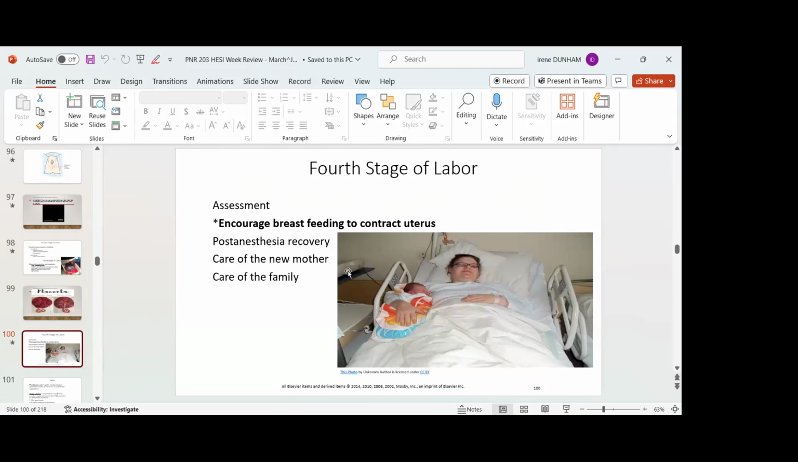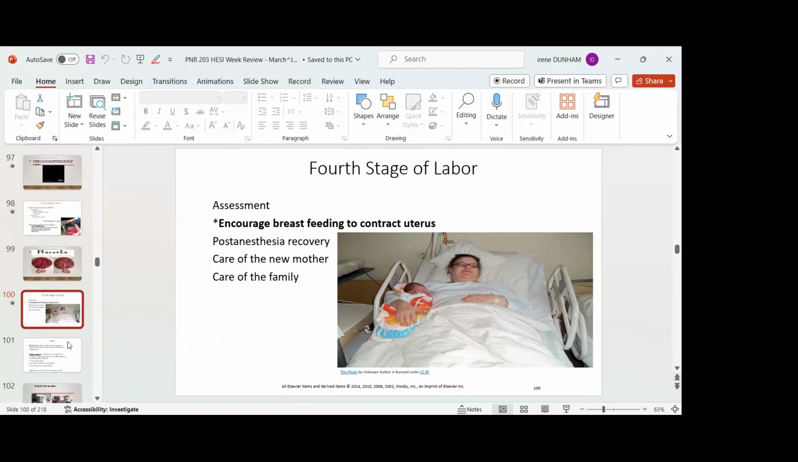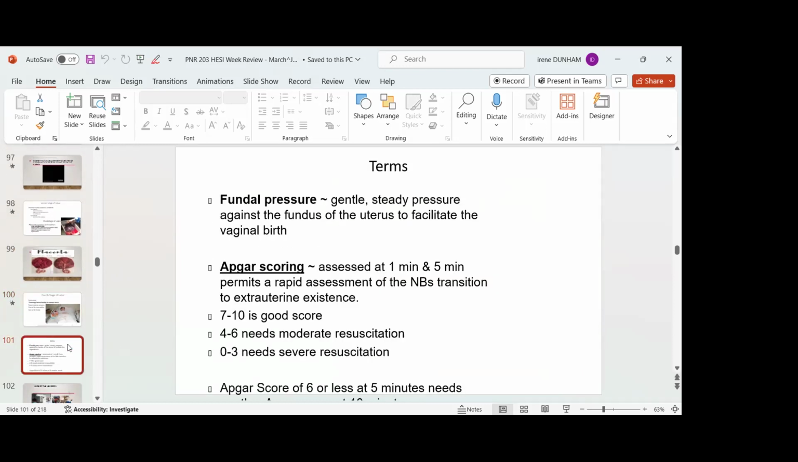The fourth stage of labor, she's recovering. You always encourage breastfeeding during the fourth stage, because breastfeeding increases the release of oxytocin from the pituitary, and it keeps her uterus contracting. So we have a reason for doing that.